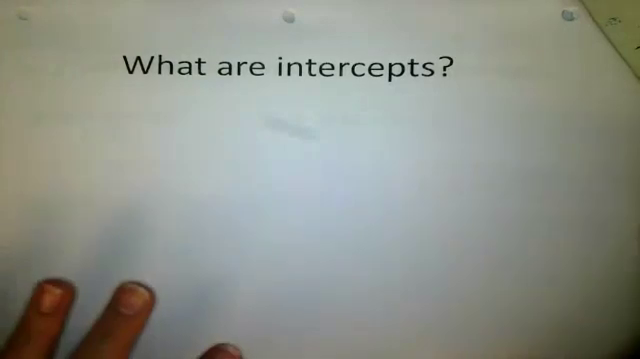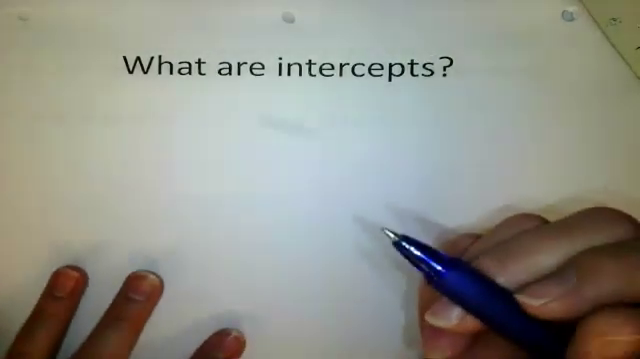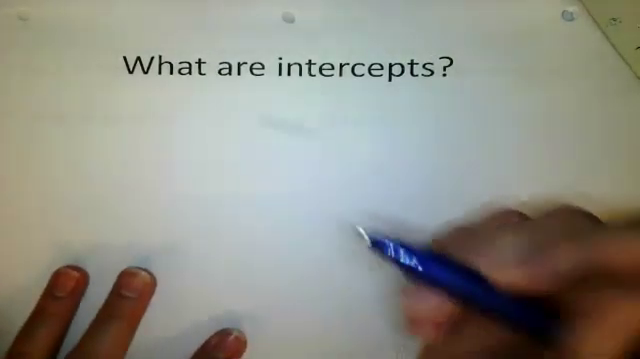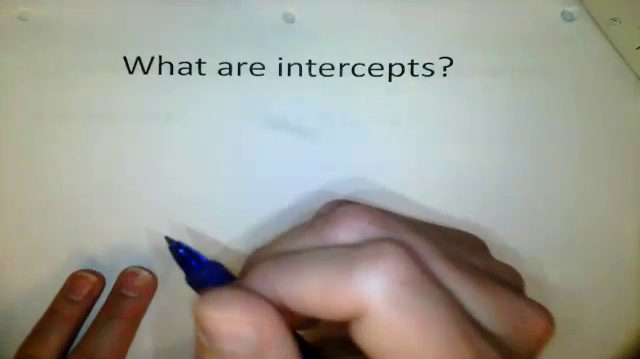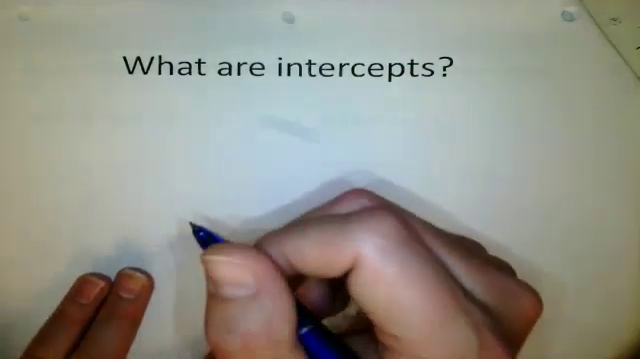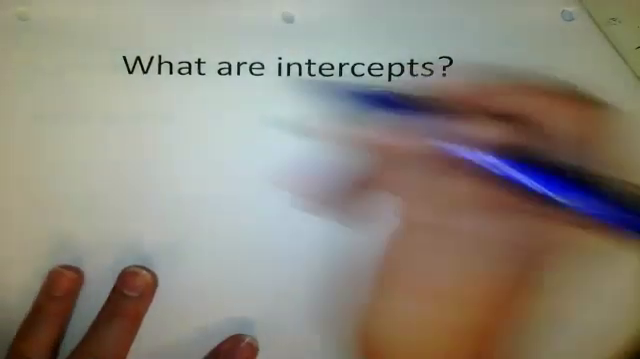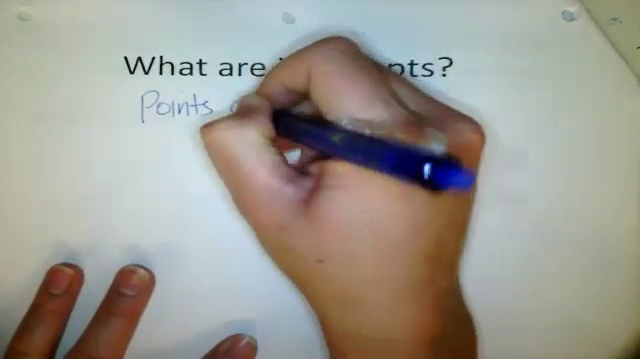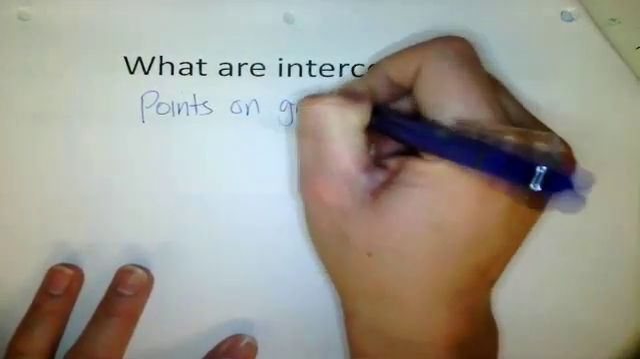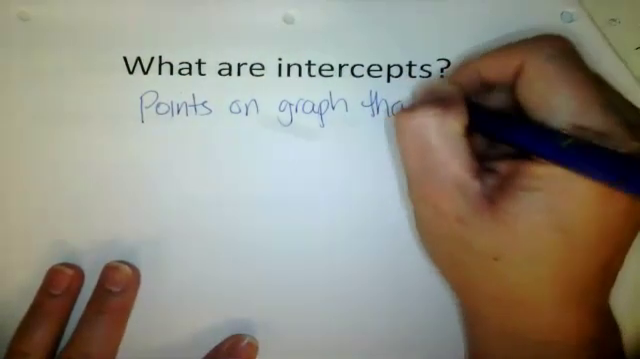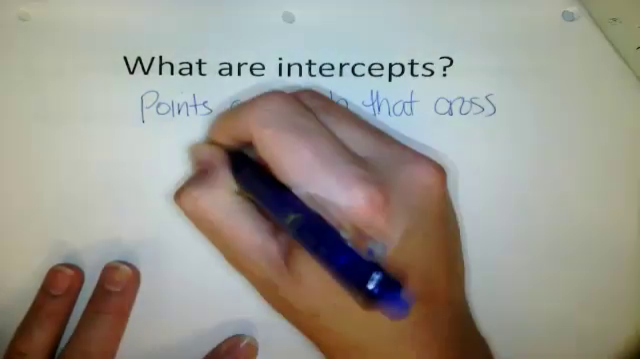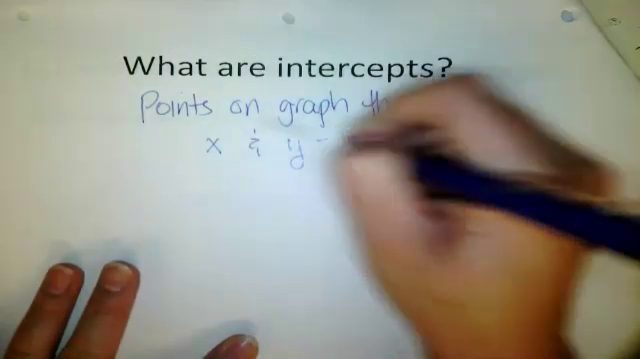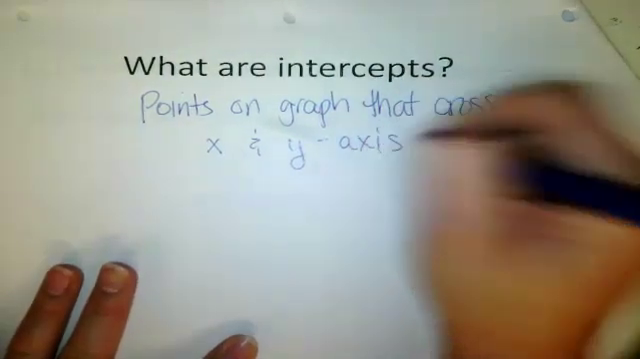Olivia. They cross very specifically. So there are points on the graph that cross what? The axes. Yeah, sure. Points on the graph that cross the x and y axes.